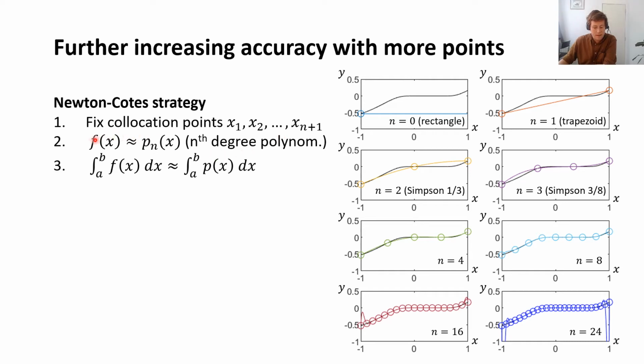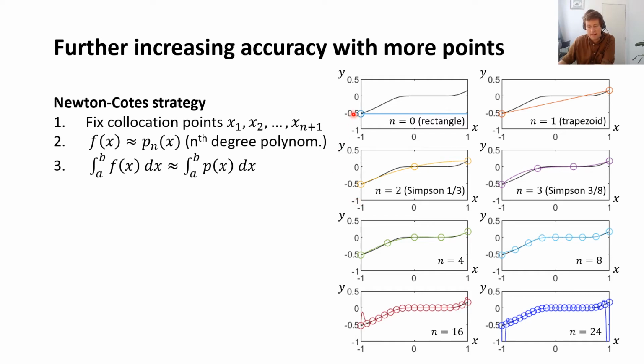In that case, we say that the integral of our original function can be approximated by the integral of the polynomial function that approximates that function f. That is the strategy that we're using here. And by picking different n, we end up with different methods, as I already mentioned.